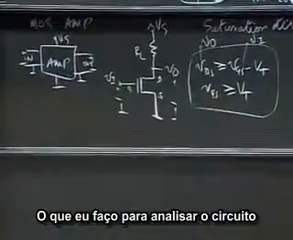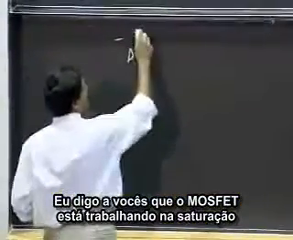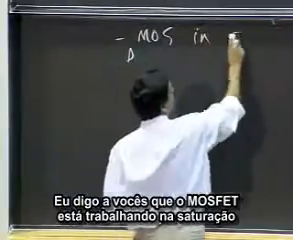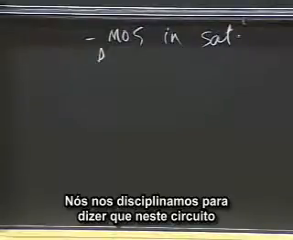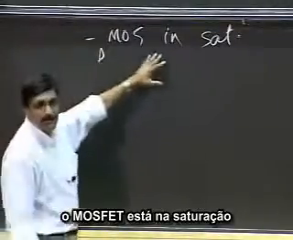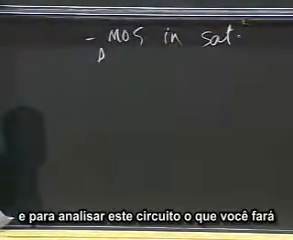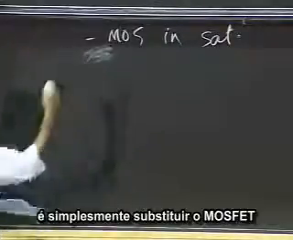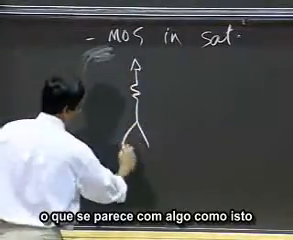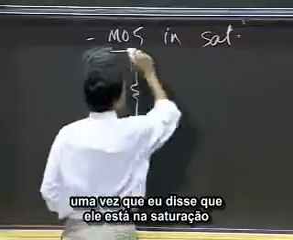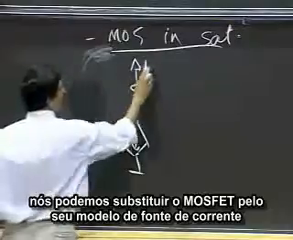What I do to analyze the circuit, I'm telling you this: I'm telling you that the MOSFET is behaving in saturation. Okay, we have disciplined ourselves to say that in that circuit, the MOSFET is in saturation. As soon as we tell you that, we can then go ahead and analyze that circuit. And to analyze that circuit, what you will do is simply replace the MOSFET with its equivalent model, and that looks like this. Since you have been told that it's in saturation, you can replace the MOSFET with its current source model.